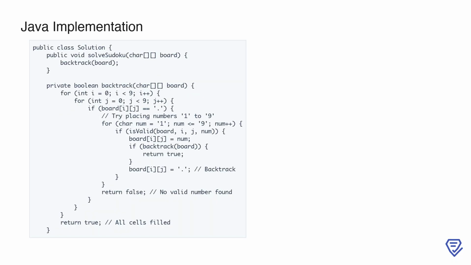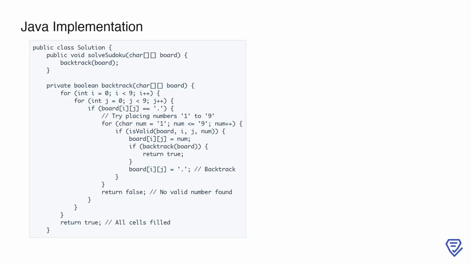Here, we start with the solveSudoku method, which takes the Sudoku board as input and serves as the entry point for solving the puzzle. The method calls the backtrack function, which is our recursive helper to fill in the board. Inside backtrack, we iterate through each cell in the 9x9 grid. If we encounter an empty cell, represented by a dot, we attempt to place numbers from 1 to 9.